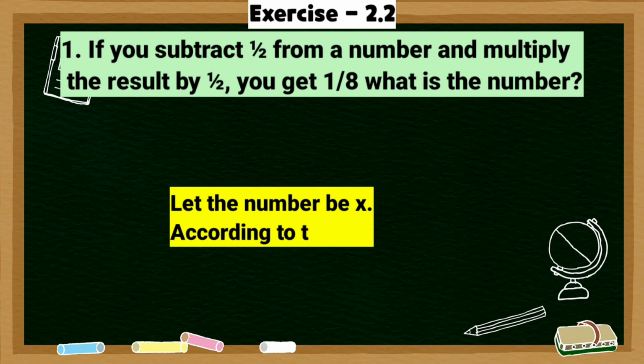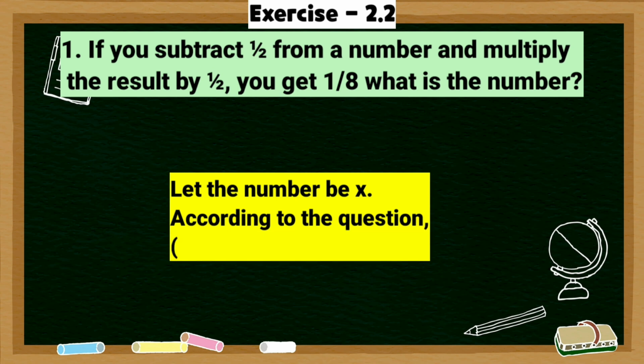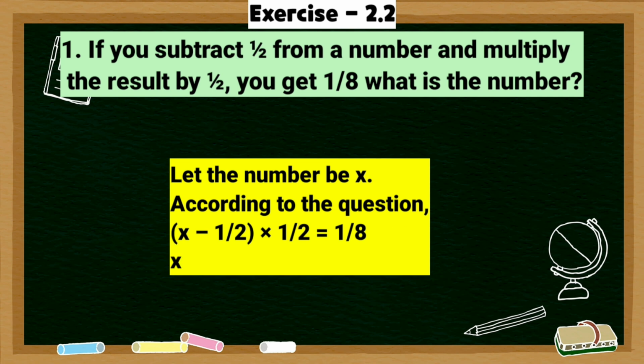So according to the question, if you subtract 1 by 2 from the number, so x minus 1 by 2, then multiply by 1 by 2, you will get 1 by 8. So the equation becomes (x minus 1 upon 2) whole multiplied by 1 upon 2 is equal to 1 upon 8. Now, using the distributive property, we multiply 1 by 2 inside. So it becomes x into 1 by 2 is x by 2, minus 1 by 2 into 1 by 2 is 1 by 4, is equal to 1 upon 8.